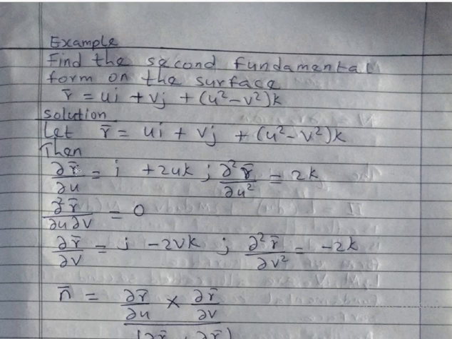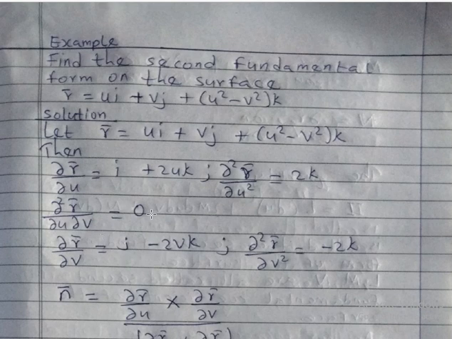Then partial r partial u, we have obtained to be i plus 2uk. We partially differentiate it with respect to v. In the first element we have 1i. When we partially differentiate it with respect to v, we'll get 0. The second element we have 2uk. When we partially differentiate it with respect to v, we'll get 0. And therefore the second derivative of r with respect to both u and v will be equal to 0.